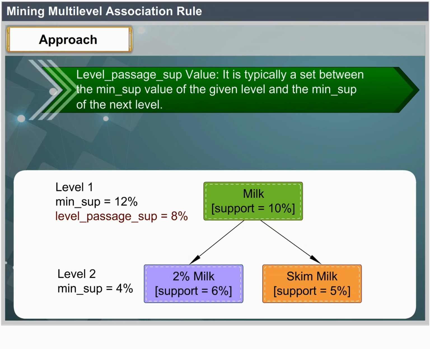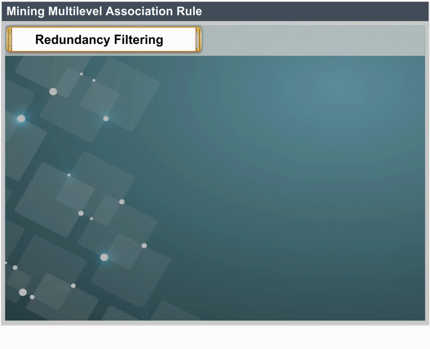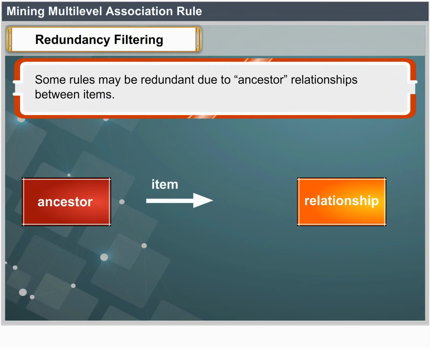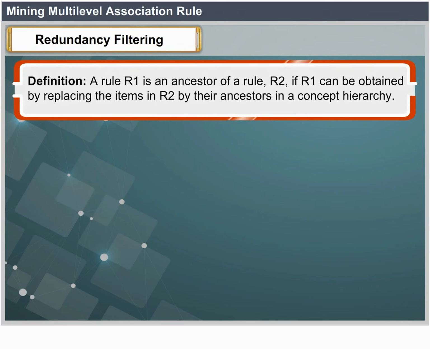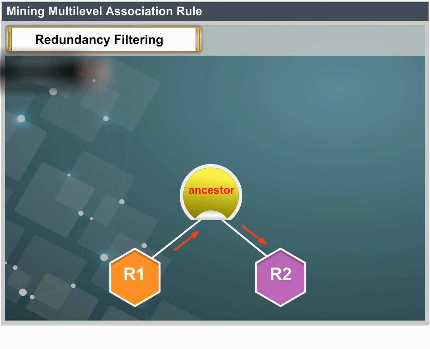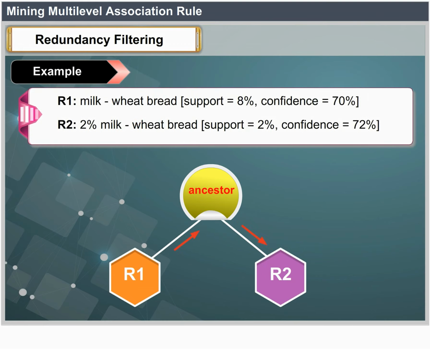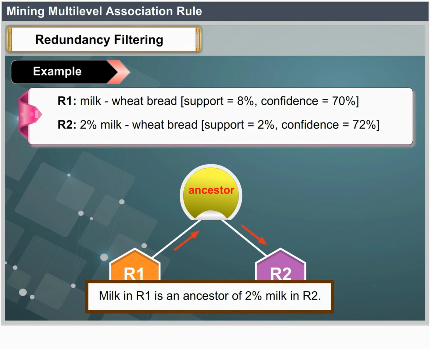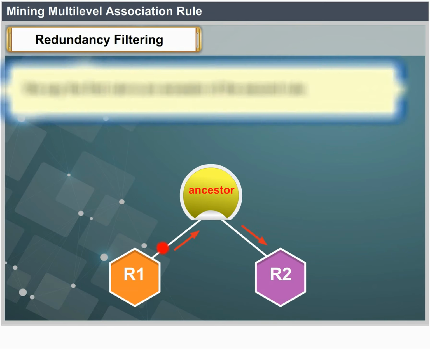Redundancy filtering. Some rules may be redundant due to ancestor relationships between items. Definition: a rule R1 is an ancestor of a rule R2 if R1 can be obtained by replacing the items in R2 by their ancestors in a concept hierarchy. Example: R1, milk gives wheat bread, support 8%, confidence 70%. R2, 2% milk gives wheat bread, support 2%, confidence 72%. Milk in R1 is an ancestor of 2% milk in R2.